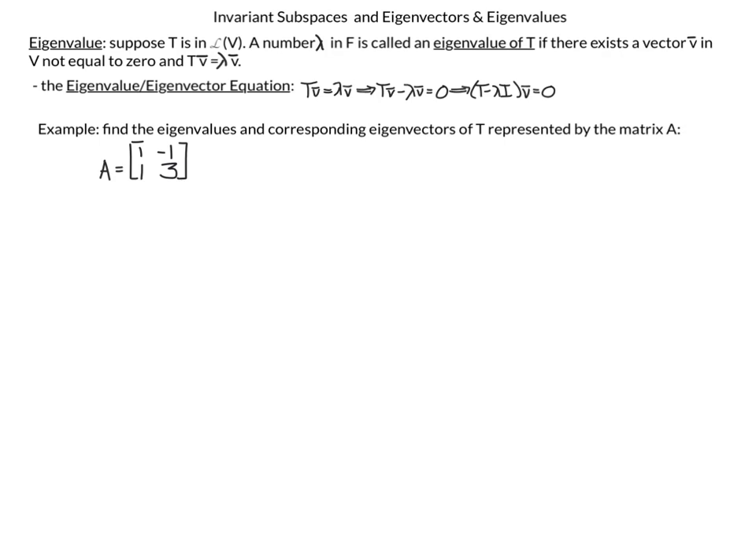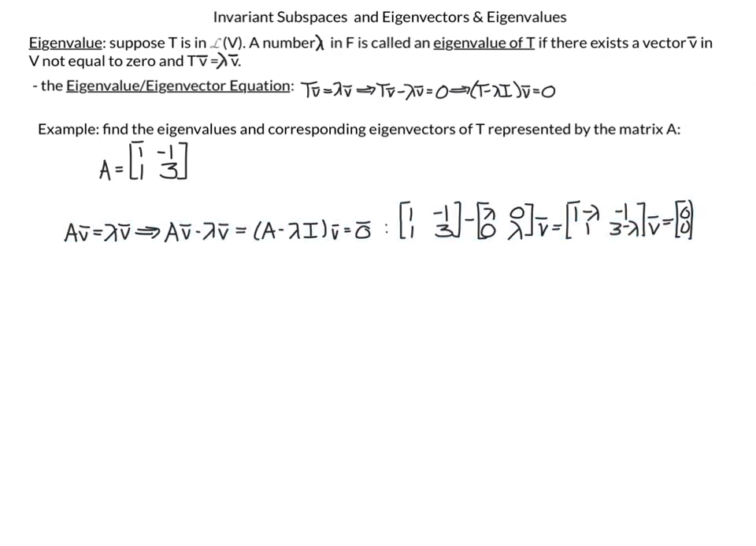Our next example is to find the eigenvalues and their corresponding eigenvectors of a transformation represented by the matrix A, where A is the 2 by 2 matrix with column vectors (1, 1) and (-1, 3). We start with our eigenvector equation. Our transformation T is now represented by A, so Av equals lambda v. We can move the lambda v over by subtracting from both sides. We get Av minus lambda v is equal to 0. To combine the A and the lambda with the vector, we're going to multiply lambda by I. So (A minus lambda I)v will equal 0.